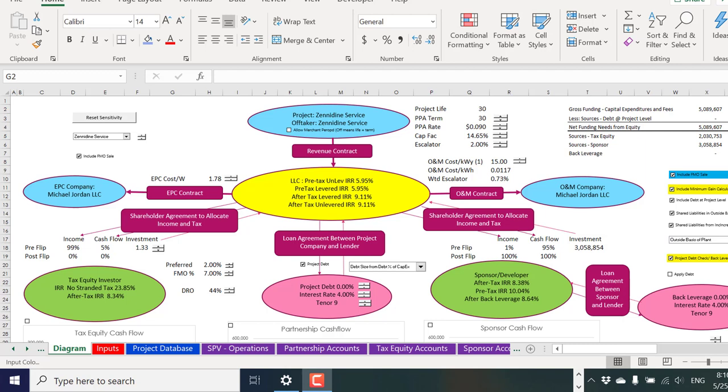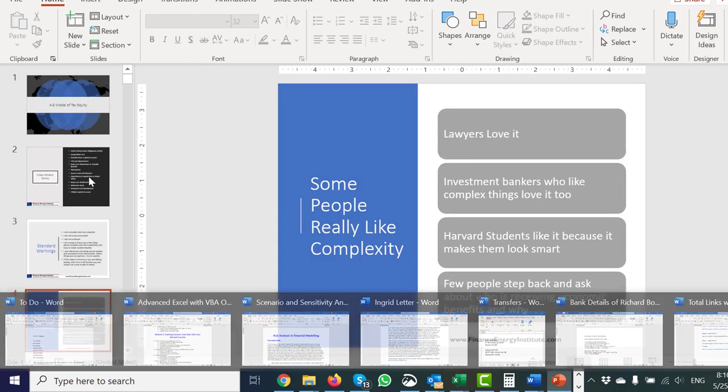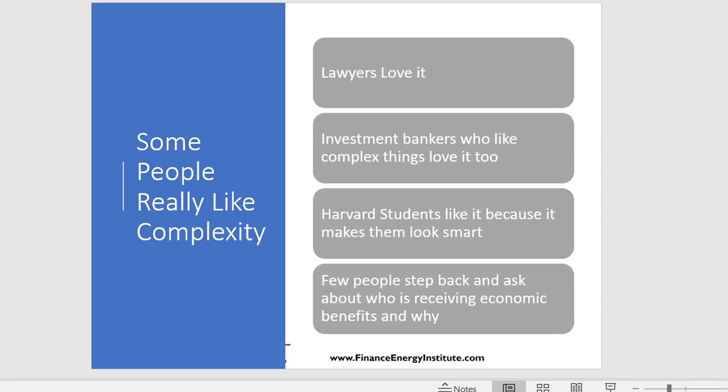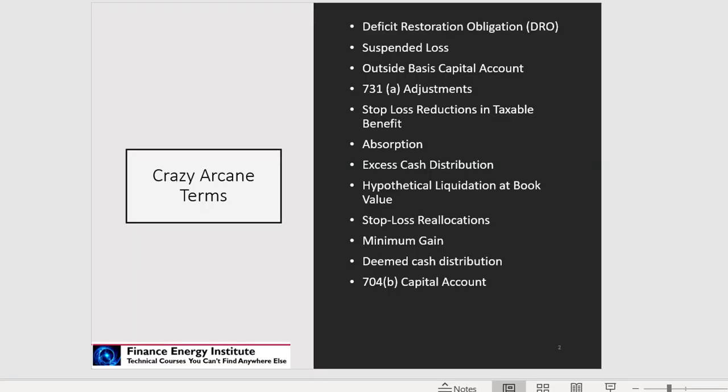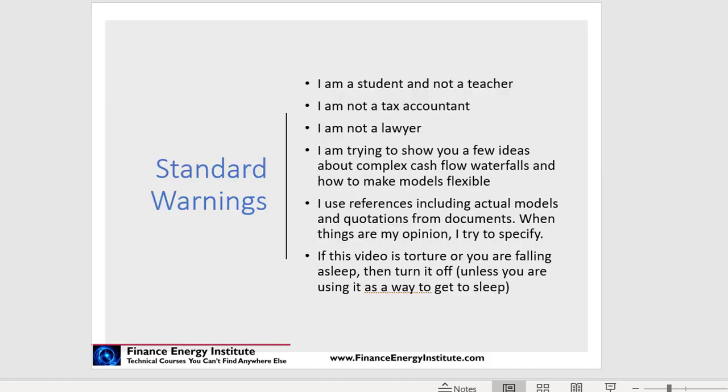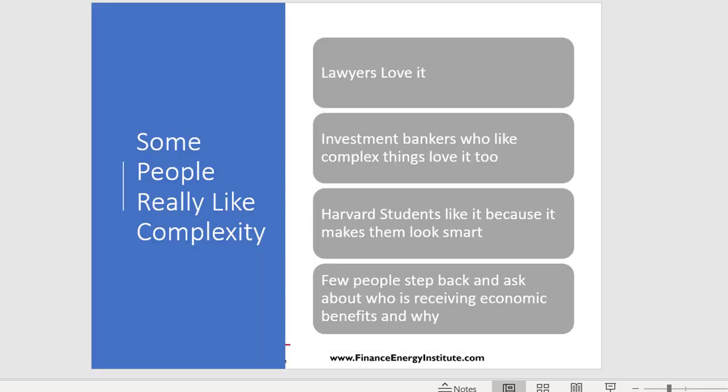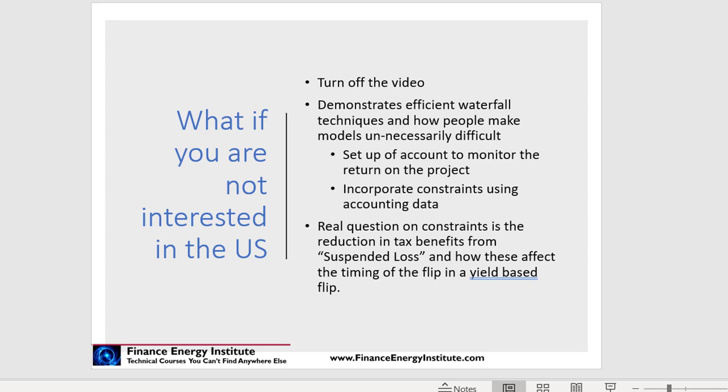Now, I've shown you this page before, but I am going to make, let me see how many videos I'm going to make. I think four or five videos. I think I've talked about this before, all these arcane terms: 734, 741, 731, 704B, deemed cash distribution. Oh, God. And I'm not a tax advisor, standard warning, blah, blah, blah. Okay. Some people love this stuff. They think they're so smart, and they can make things so complicated and get really gigantic fees.